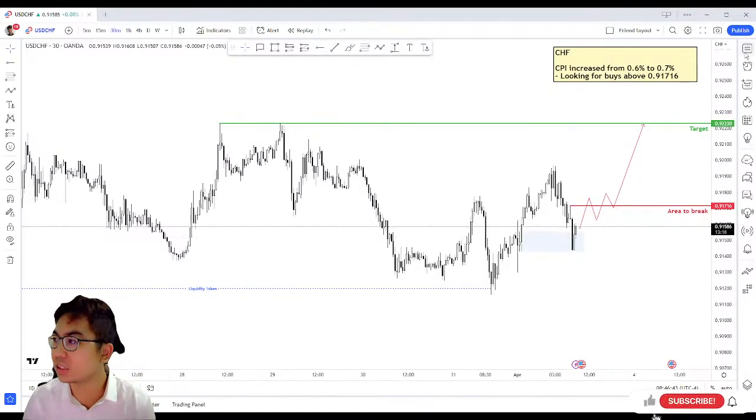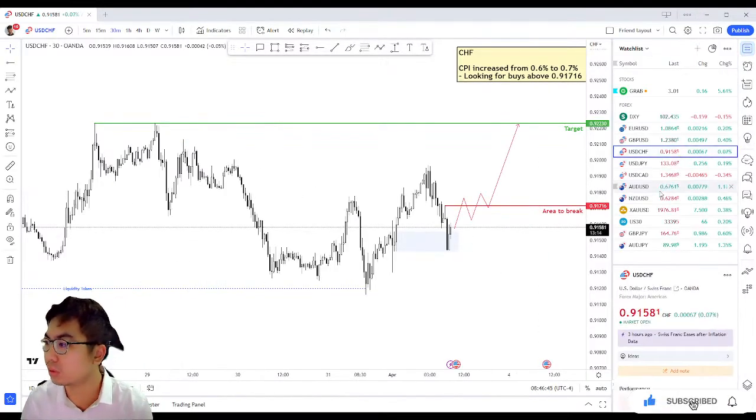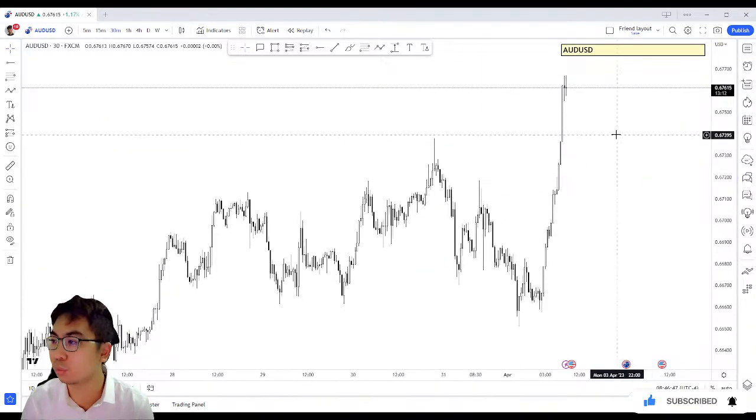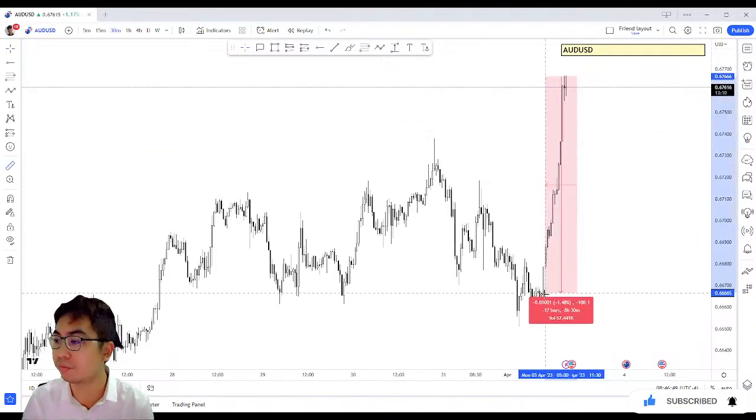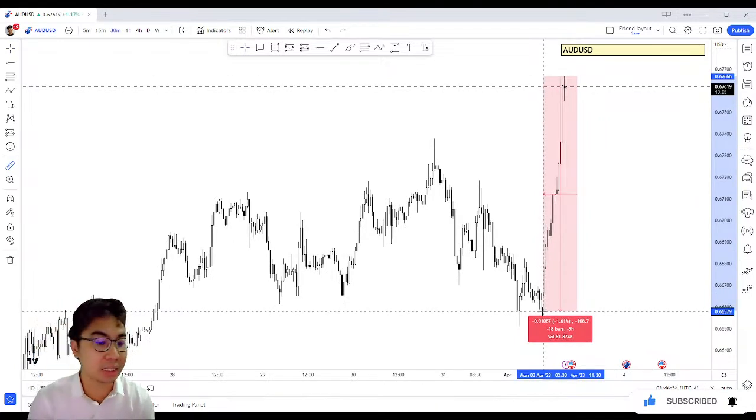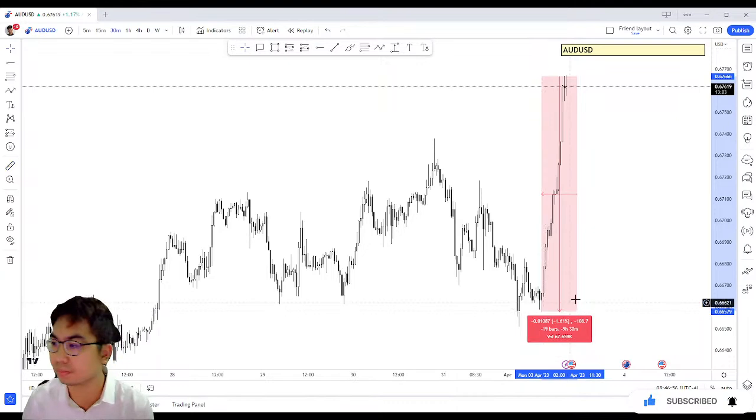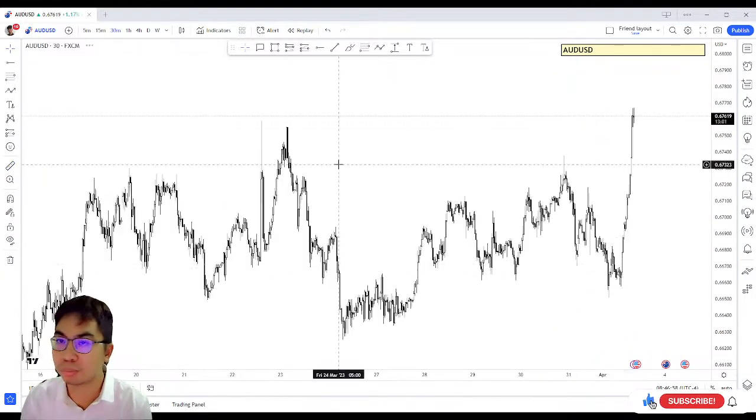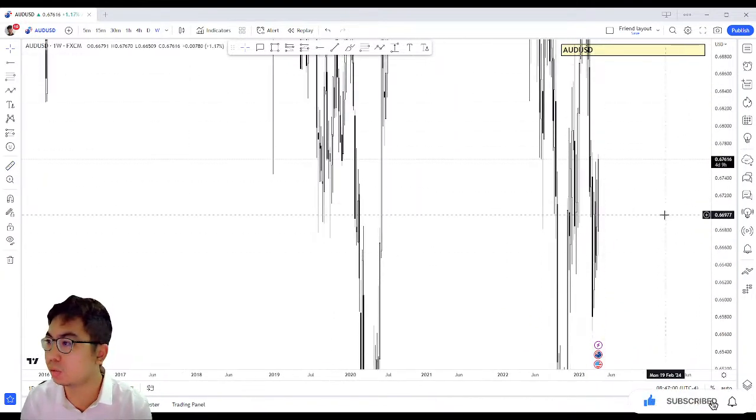Next, I'll be looking at the Aussie dollar. We have the Australian cash rate coming out tomorrow. Price has shot up very strongly since morning, a nice 110 pips. So where can price possibly head to next?